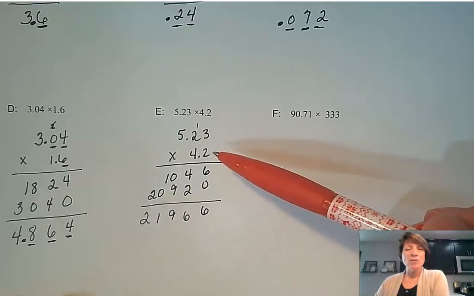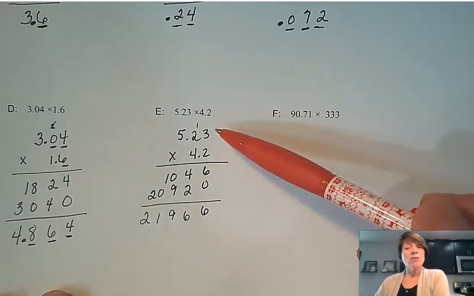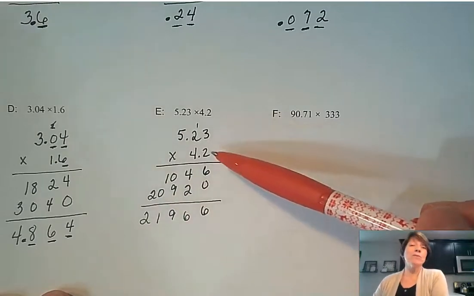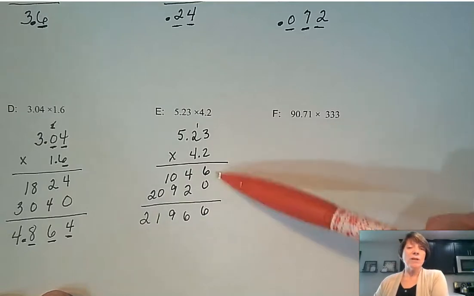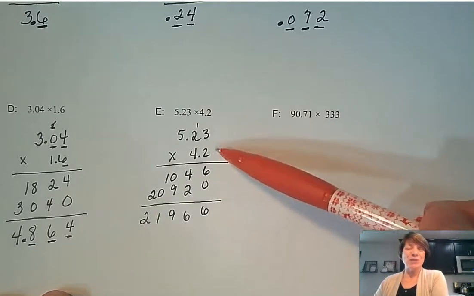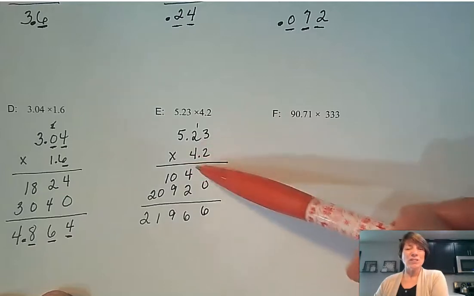This is an example of where we've saved ourselves work by having the longer number on the top. If we had reversed this, we would have had to have 3 rows here instead of just the 2. So we want the number with the shorter digits on the bottom.